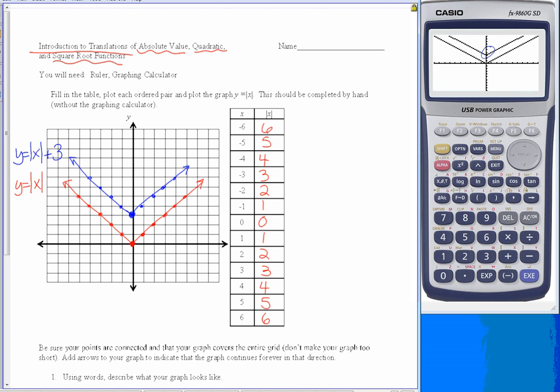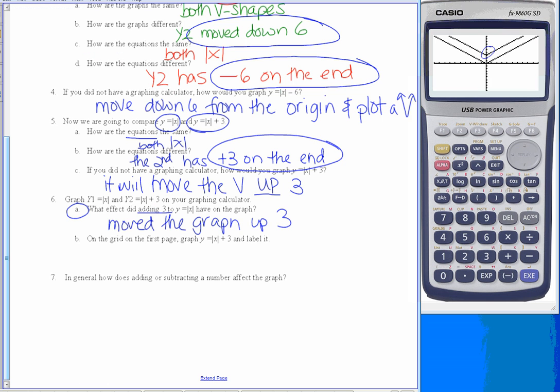Okay, back to this page. Number 7 says, in general, how does adding or subtracting a number affect the graph? Well, what it looks like if we have, that's called a translation, which is another word in geometry for a move. We also called it a slide sometimes, or we called it a shift. All of those words could mean I'm moving my graph.